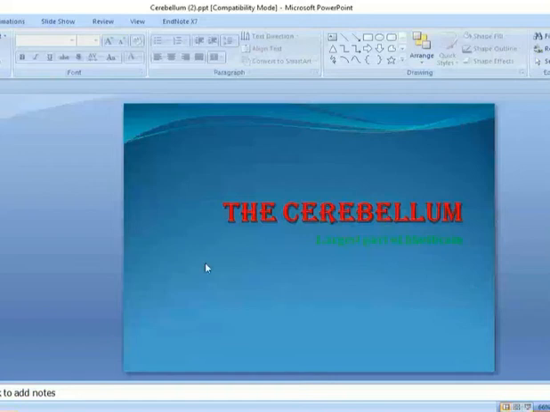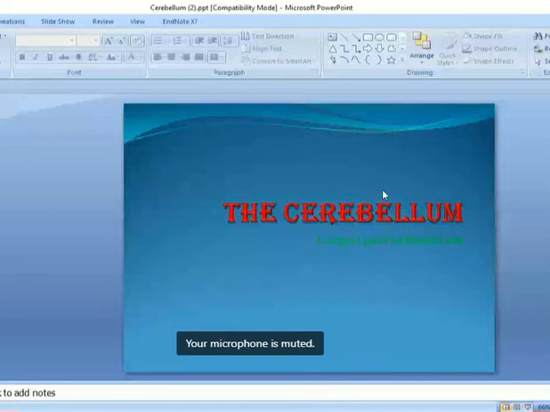Posterior cranial fossa, beneath this tentorium cerebelli. Tentorium cerebelli will be over here. So it is behind the pons and medulla. Look at it. This is pons. This is medulla.